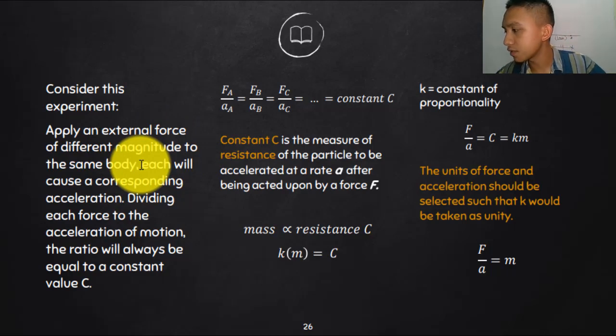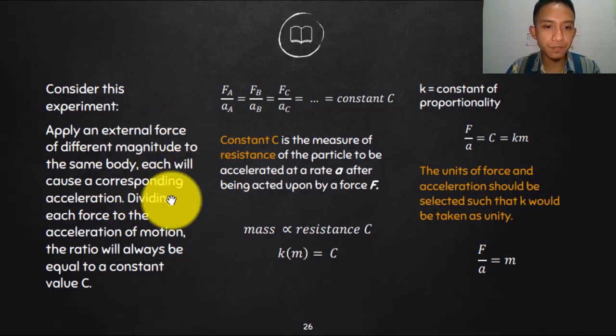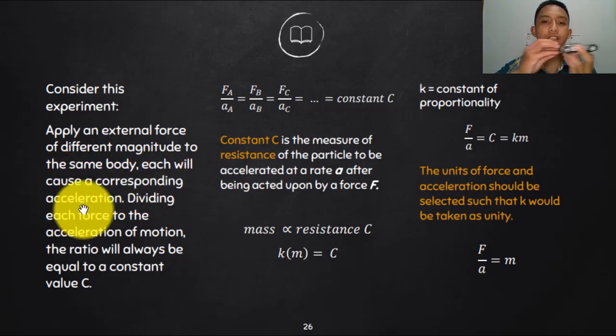Let's say again you have this as your body. Apply different magnitudes or different measurements of forces. Let's say force A, force B, force C. Because you apply the different forces, it says there each causes a corresponding acceleration. Since the forces applied are different, the accelerations are also different.